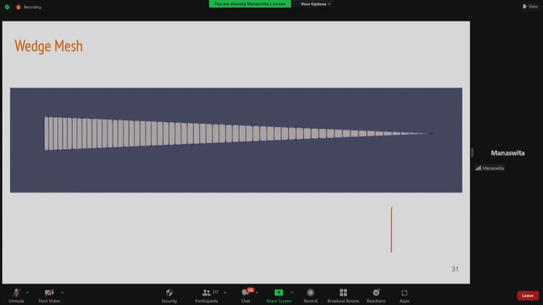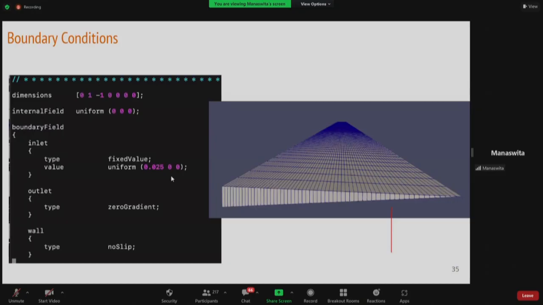Okay, thank you. Ma'am, one more question in the chat. Someone is asking to explain the boundary condition for velocity and pressure. Okay. What we have done here is we have used the boundary condition as fixed value.